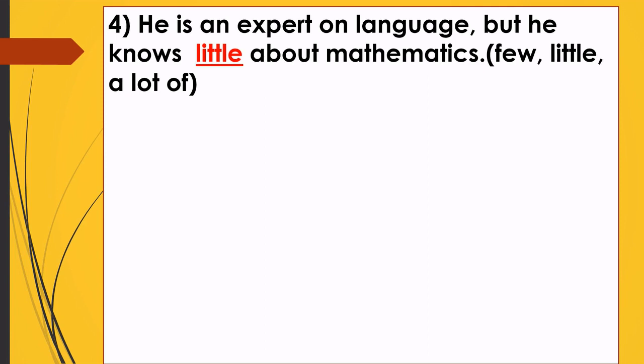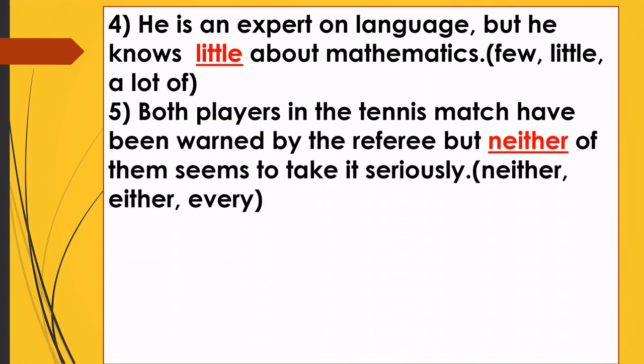It has a negative meaning. Number 5, both players in the tennis match have been warned by the referee, but dash of them seems to take it seriously. Here, the determiner neither is used. It indicates zero response.